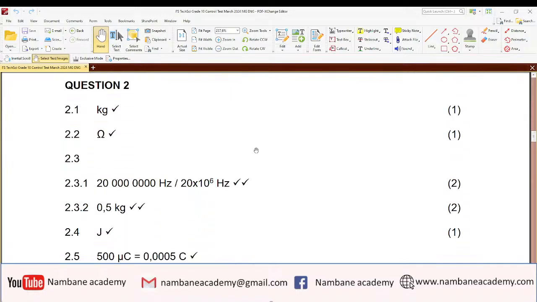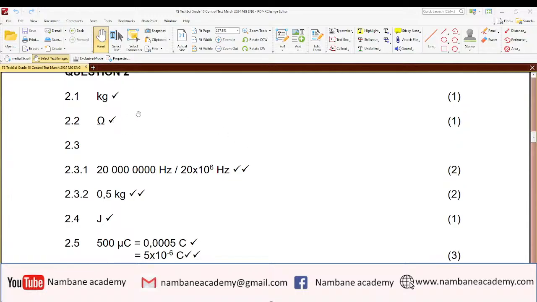For question two, it says now consider the table below and answer the questions that follow. And in the table, we are given different SI units and weights, and then we must refer to the table in order for us to answer. Ladies and gentlemen, at 2.1, it says, write down the correct SI unit for mass. 1 mark, the correct answer is kg. 2.2, write down the symbol for ohms. 1 mark, it's that omega sign.